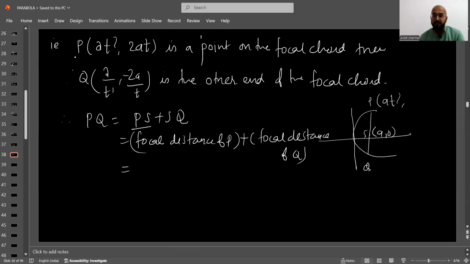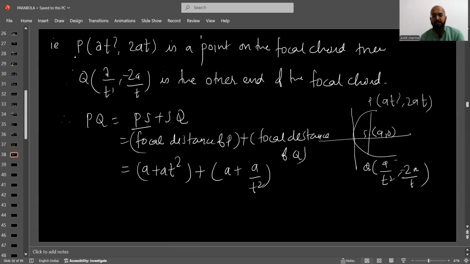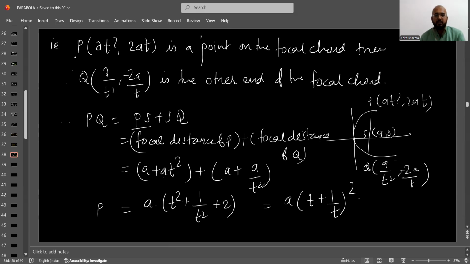P is (at², 2at), and Q also I know is (a/t², -2a/t). So the focal distance of P is what we have seen earlier. It's just the abscissa we have to add. So I'll have a + at², and here I'll have a + a/t². Now we can keep a common. So this will turn out to be t² + 1/t² + 1 + 1, 2, which is nothing but a(t + 1/t) whole squared. This is my PQ.